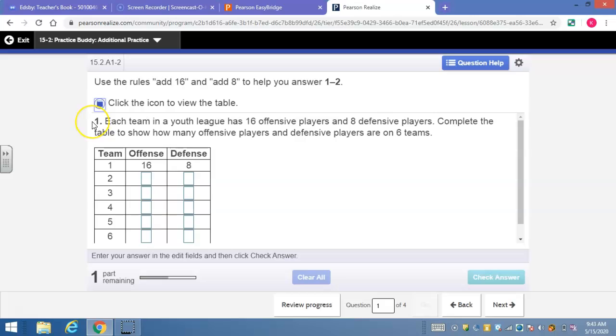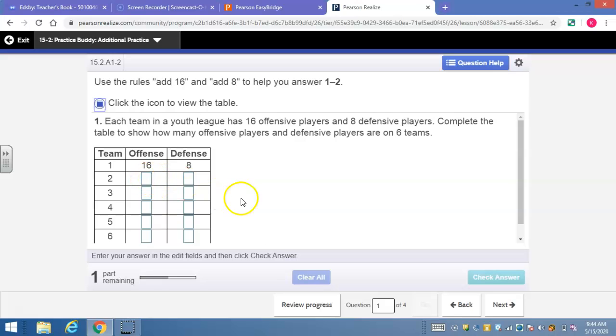Let's go ahead and read the problem. Number 1. Each team in a youth league has 16 offensive players and 8 defensive players. Complete the table to show how many offensive players and defensive players are on 6 teams. Okay, and it even shows you up here, use the rules, add 16. So you're going to add 16 here for that column, and add 8 for the defense to answer questions 1 and 2.